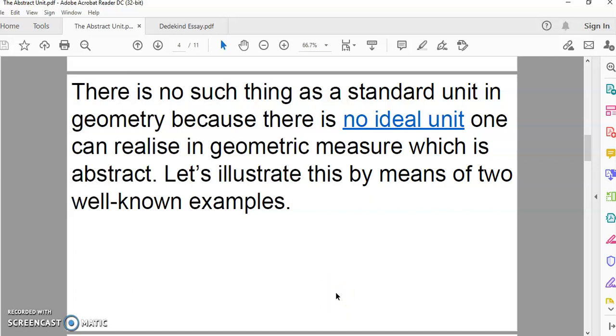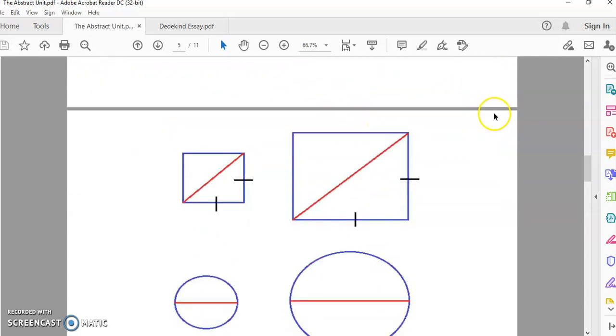So there is no such thing as a standard unit in geometry, because there is no ideal unit. Now here's another link to a YouTube video in which an Australian professor produced a video about Euclid's big problem. By the way, it turns out that Euclid isn't the one with the big problem, but rather she is the one with the big problem, because she doesn't understand the difference between a geometric abstract unit and an algebraic abstract unit. And this is what I'm going to illustrate to you by means of 2 well-known examples.